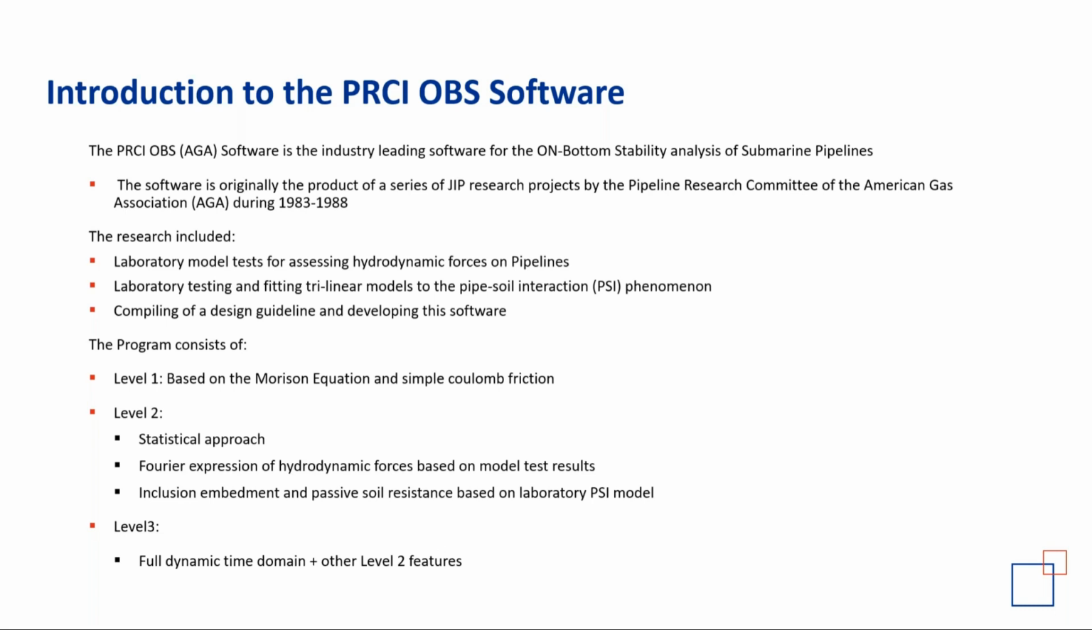As a result of the research, a series of guidelines for stability went out, and also a software was developed. The program consists of 3 main parts when it was originally developed. They are known as level 1, 2, and 3. And as the level number goes up, the complexity increases. We will get into that in continuation of the presentation. Next one, please.